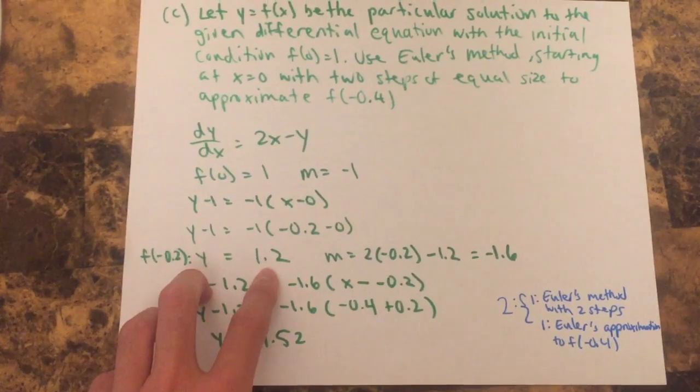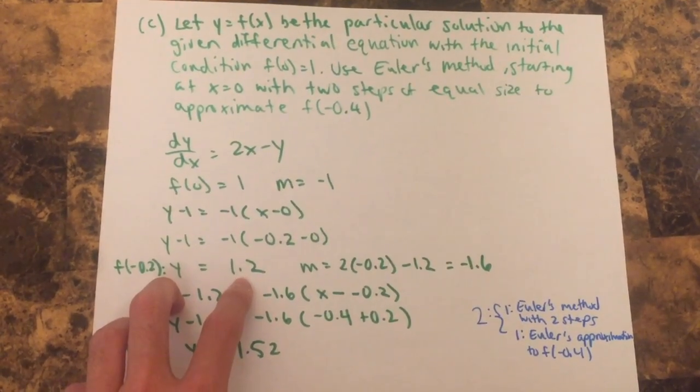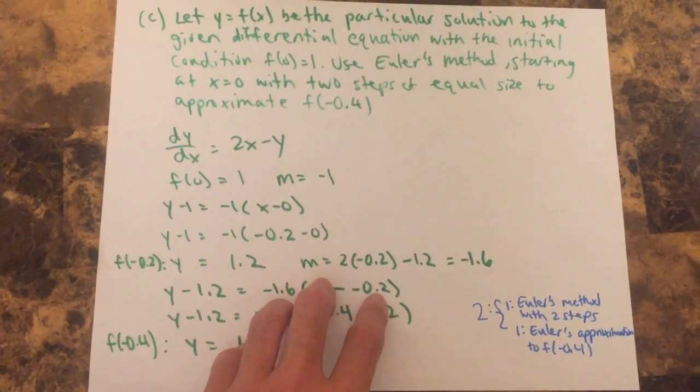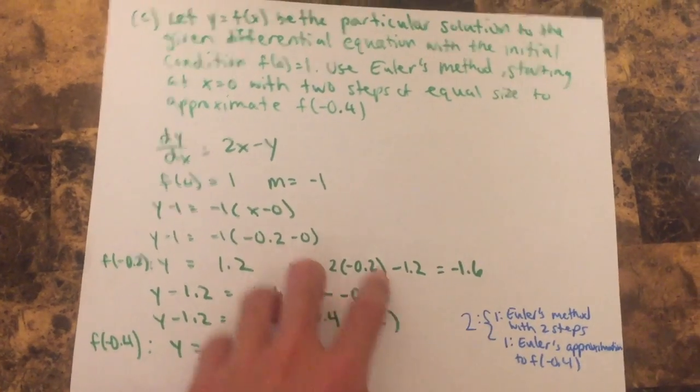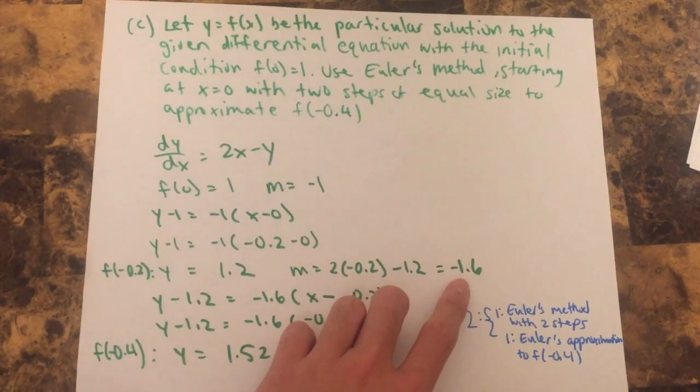And then using the point (-0.2, 1.2), we calculate the slope at this point. And that's again using the differential equation. And so you'll get negative 1.6.